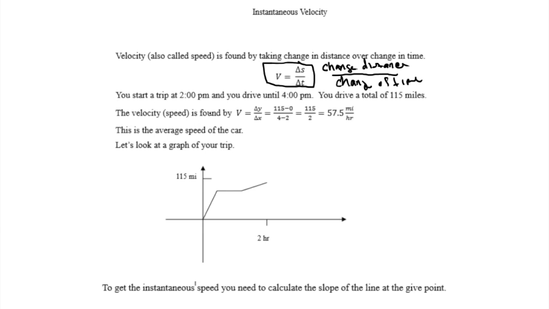Here's an example. It says you start a trip at 2 p.m. and you drive until 4 p.m. You drive a total of 115 miles. Let's determine the velocity.